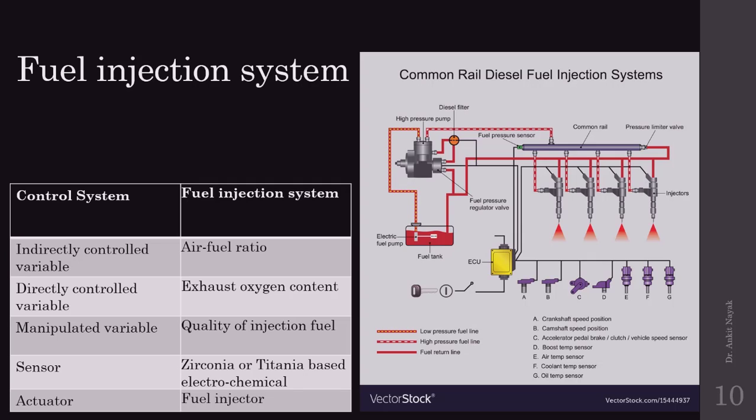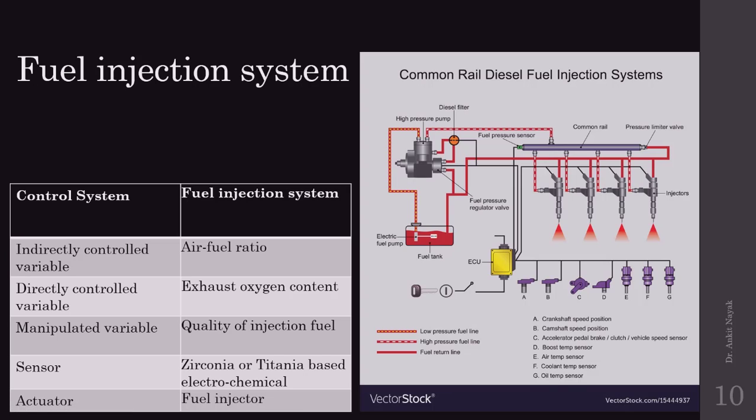So for ensuring the proper fuel injection or the fuel ignition, we have to ensure the proper timing of the fuel injection inside the cylinder head. To control this system, the indirectly controlled variable is the air-fuel ratio. We have to control the air-fuel ratio, or the proper mixing of this fuel with the air inside the cylinder head. Then the directly controlled variable is the exhaust oxygen content.